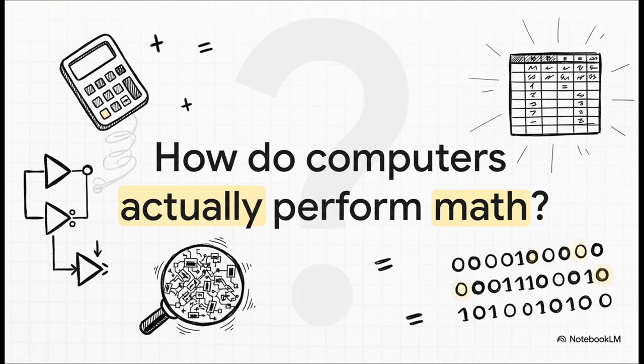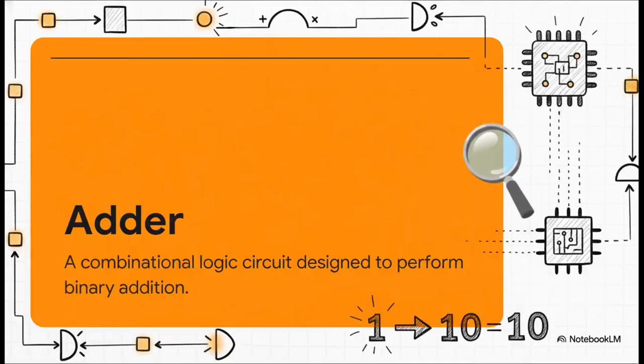I mean, it's a question we rarely think about, right? You punch numbers into a calculator or a spreadsheet, and the answer just appears. But it's not magic. It's the result of millions of tiny, unbelievably fast calculations happening on a microscopic level. So, how does a machine that only understands on and off actually add two numbers together?